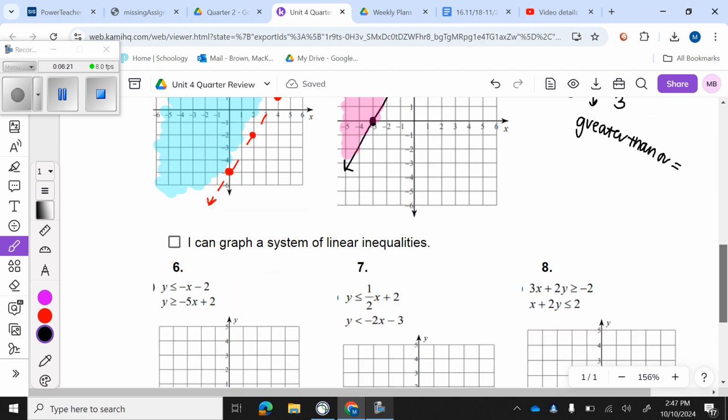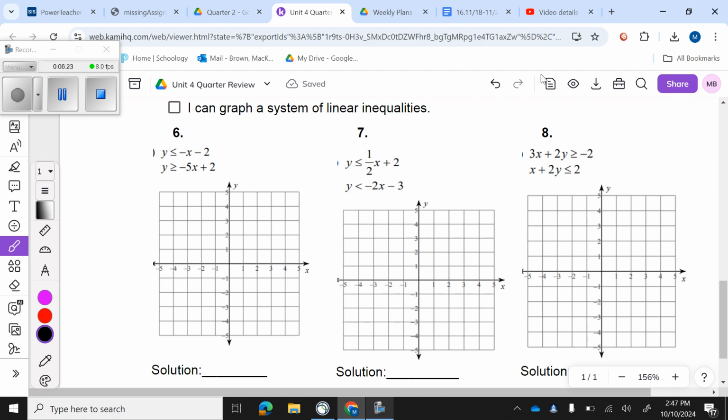All right, last little section, okay? We've got to graph this system of linear inequalities. So we're going to graph both inequalities, and then our feasible region is going to be wherever they intersect, and we're going to pick a point in that region to be a solution. All right, both of these are already in slope-intercept form.